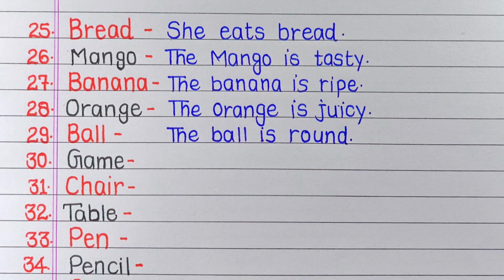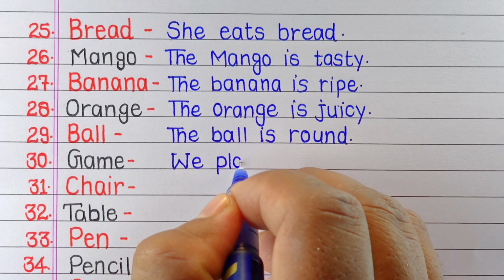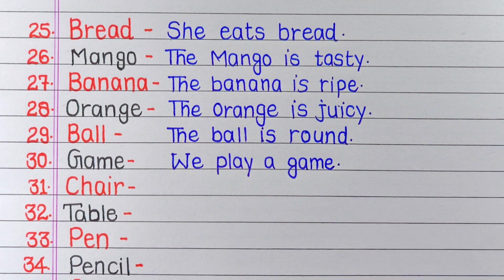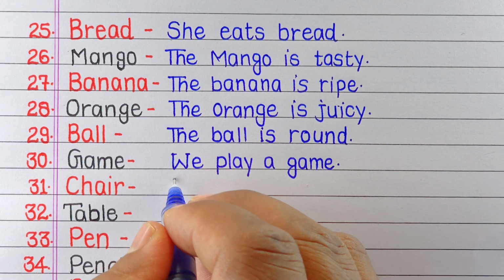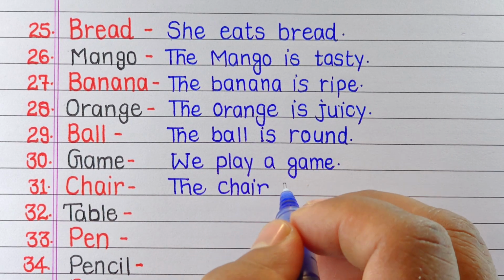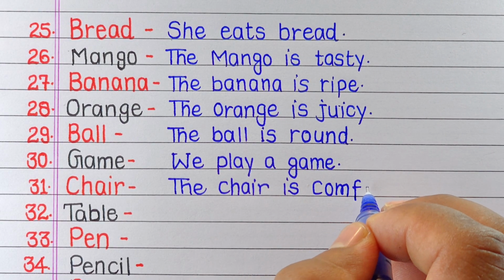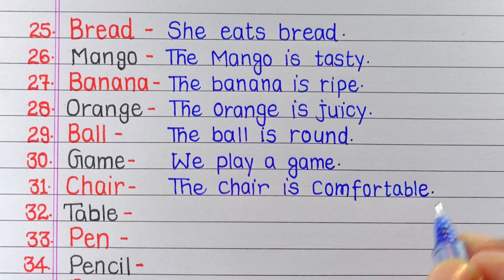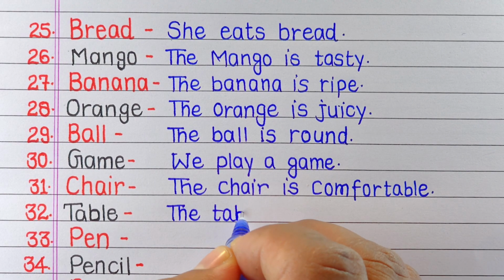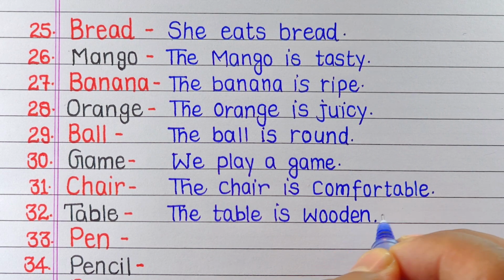29. Ball. The ball is round. 30. Game. We play a game. 31. Chair. The chair is comfortable. 32. Table. The table is wooden.